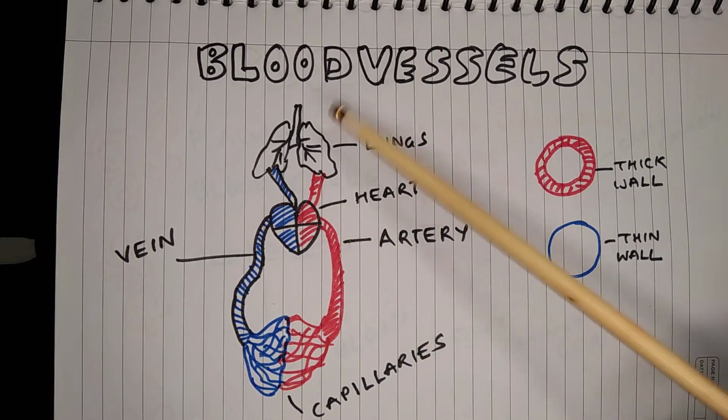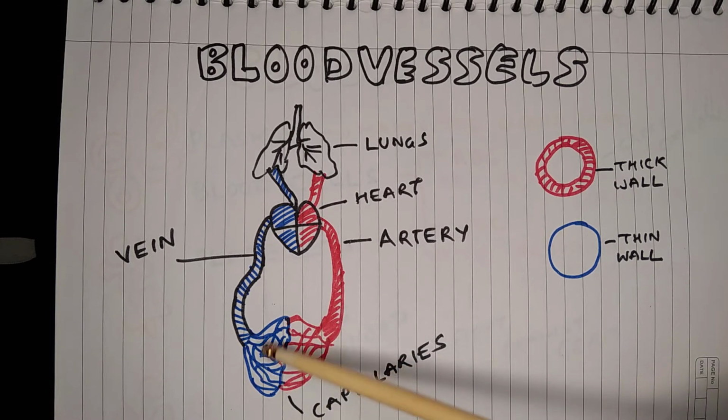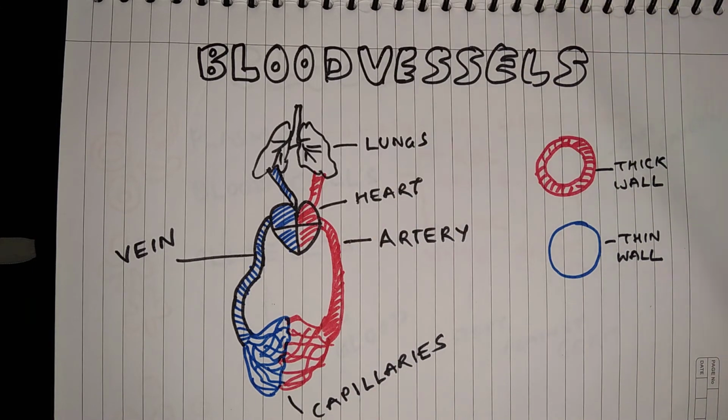This is heart, these are lungs, and this network of thinner lines, it shows capillaries. The capillaries, they take blood to various cells and tissues. You will read about tissues in your higher classes.